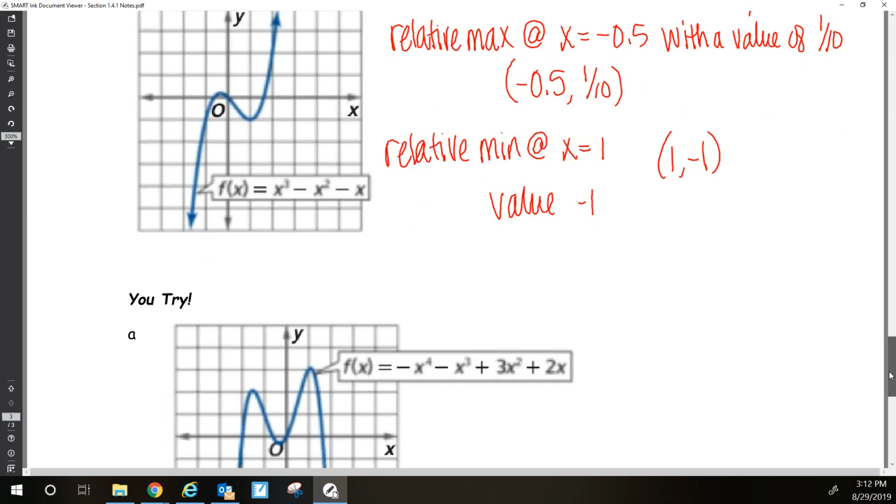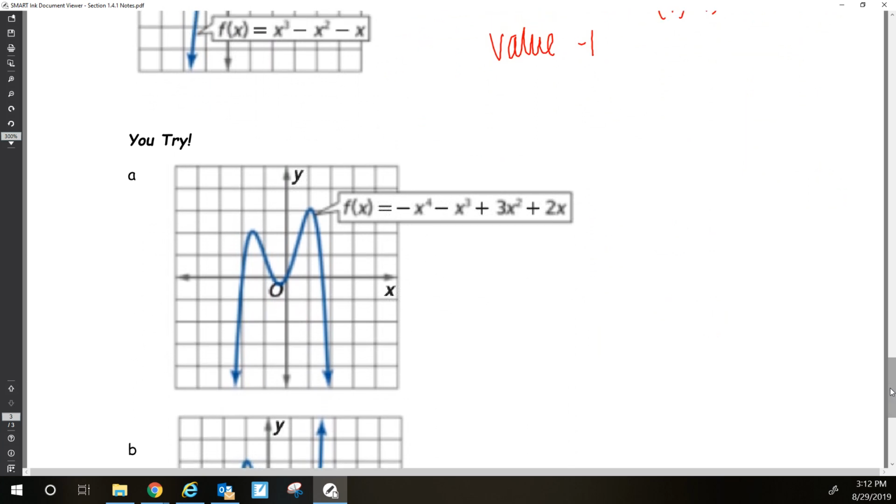Let's do one more together, and then I'll let you try the last one. Look at this one here. Do we have an absolute maximum? Yes, this one we do, right? This is the absolute top of this graph. Good. And what is that point? I'm just going to do the whole point. Absolute maximum at, let's see, that looks like x is 1, y is 1, 2, 3.